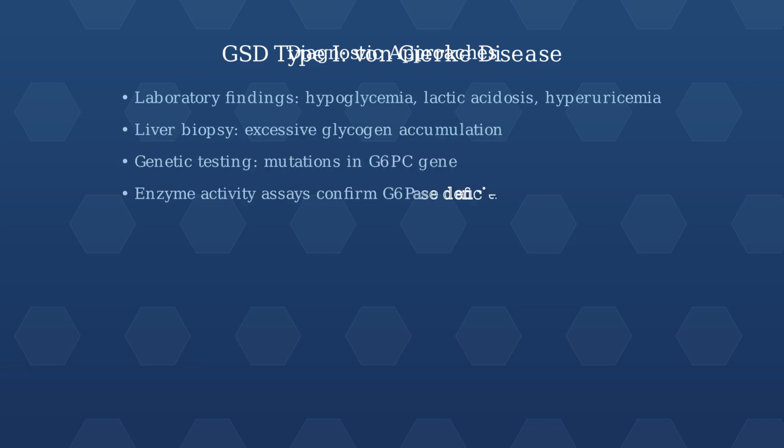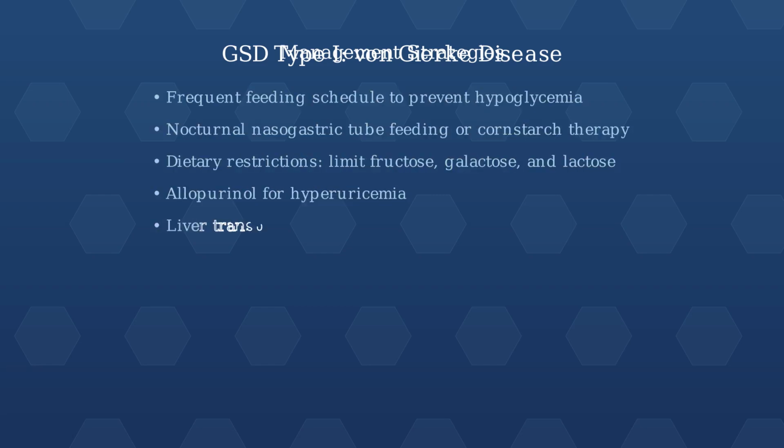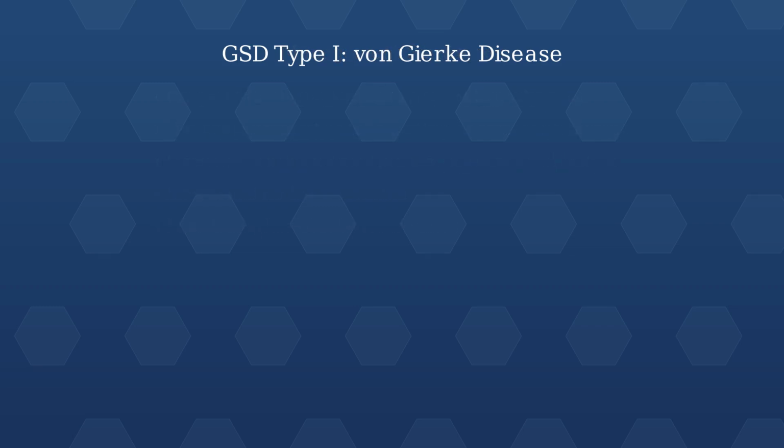Diagnosis of von Gierke disease involves several different approaches. Management strategies for von Gierke disease focus on preventing hypoglycemia and managing complications. With proper management, patients with von Gierke disease can lead relatively normal lives, although careful monitoring is required throughout their lifetime. Pompe disease is a rare genetic disorder caused by mutations in the GAA gene.